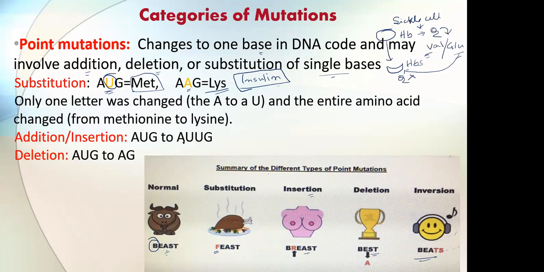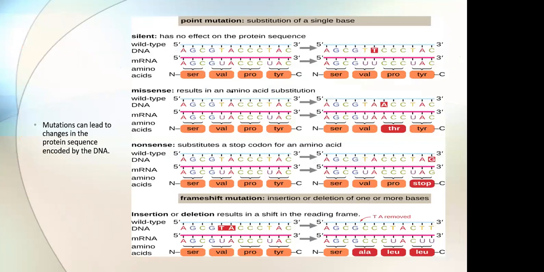Addition, or insertion: instead of AUG, one U got inserted. Deletion: that U got deleted. So again, that start codon got completely changed, and the entire process of cell protein synthesis will stop.